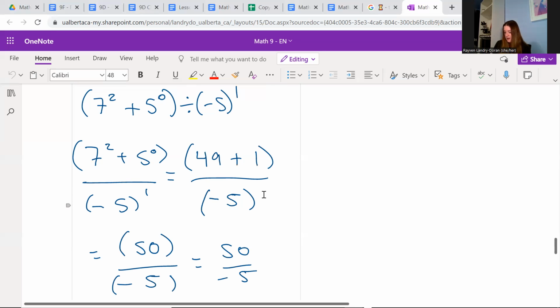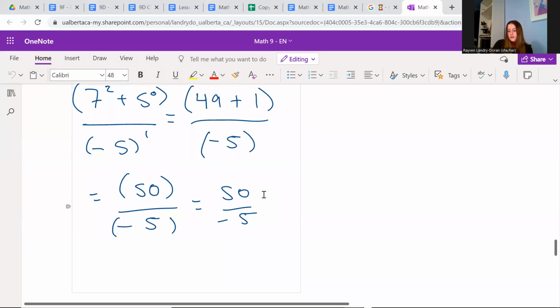So 50 divided by minus 5, that's like if we had minus 50 divided by 5, right? This is going to be a negative. Positive divided by a negative is going to equal negative. And the answer is negative 10. And I know that's exactly what you guessed. Great work.